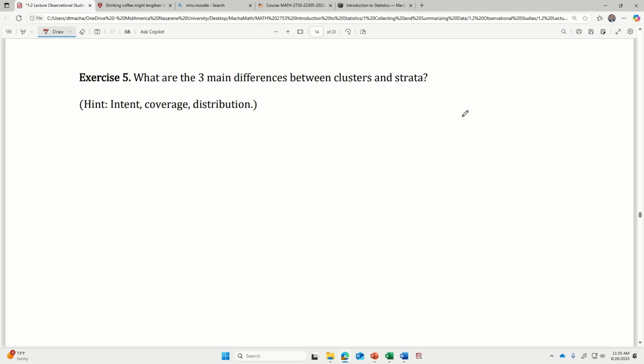A lot of people get confused about clusters and strata. Like, what's the difference between cluster sampling and stratified sampling? It's the number one missed question on the test. The three main differences are, first, intent. With cluster sampling, our intent is to reduce the amount of time, effort, and money it takes. With stratified sampling, our intent is to reduce our required sample size.